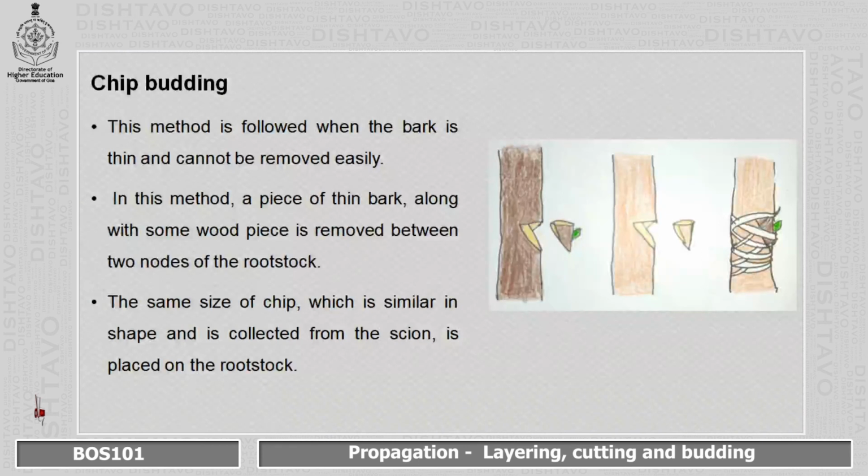Next is chip budding. This method is followed when the bark is thin and cannot be removed easily. In this method, a piece of thin bark along with the wood piece is removed between two nodes of the rootstock. A chip of the same size, similar in shape and collected from the scion, is placed on the rootstock.